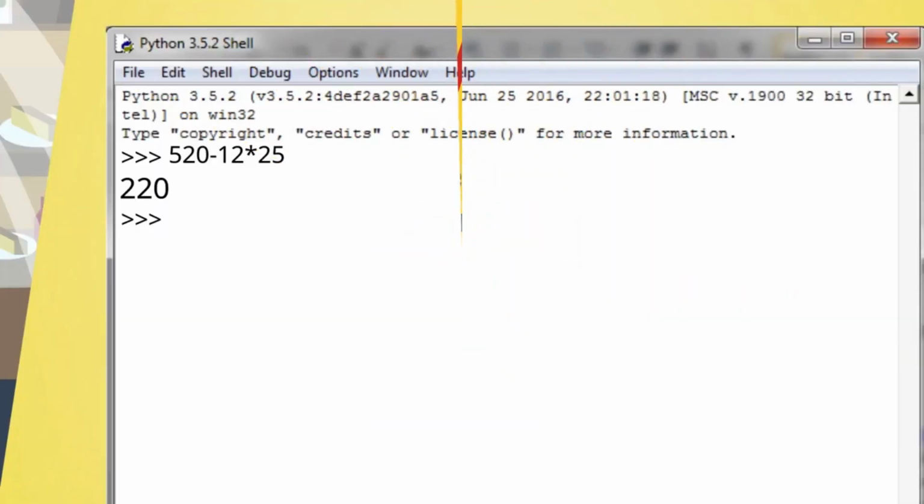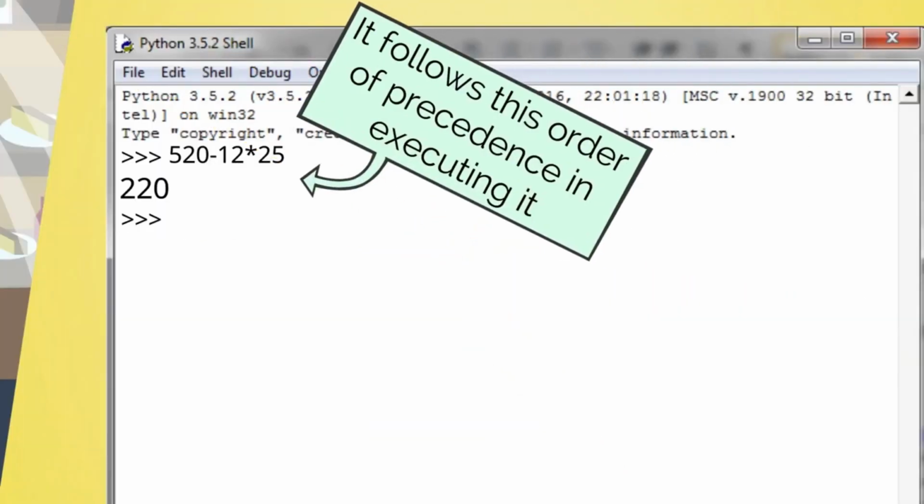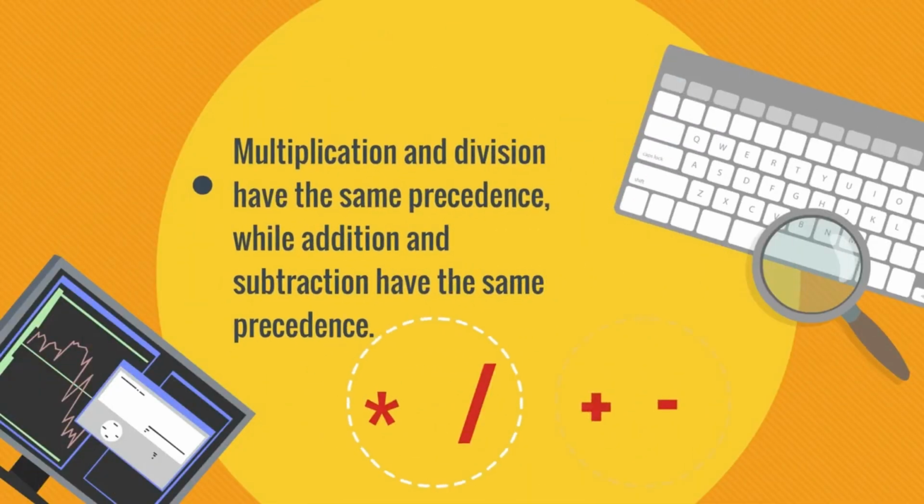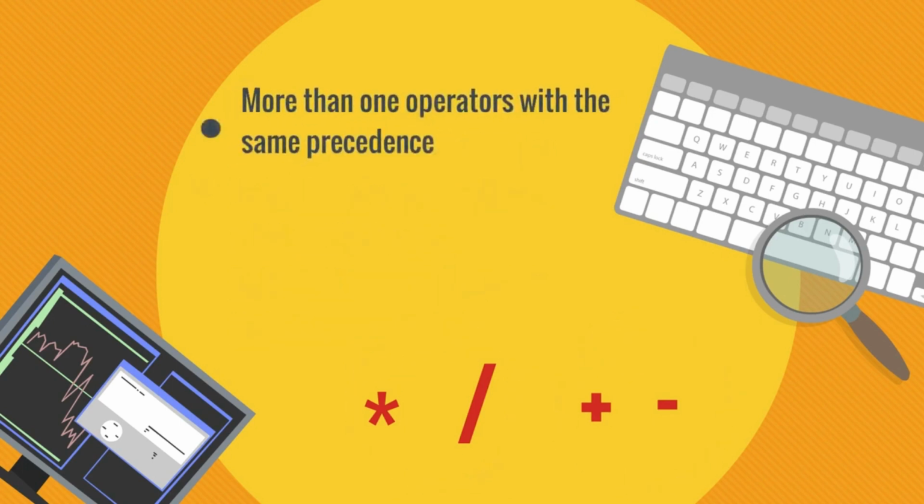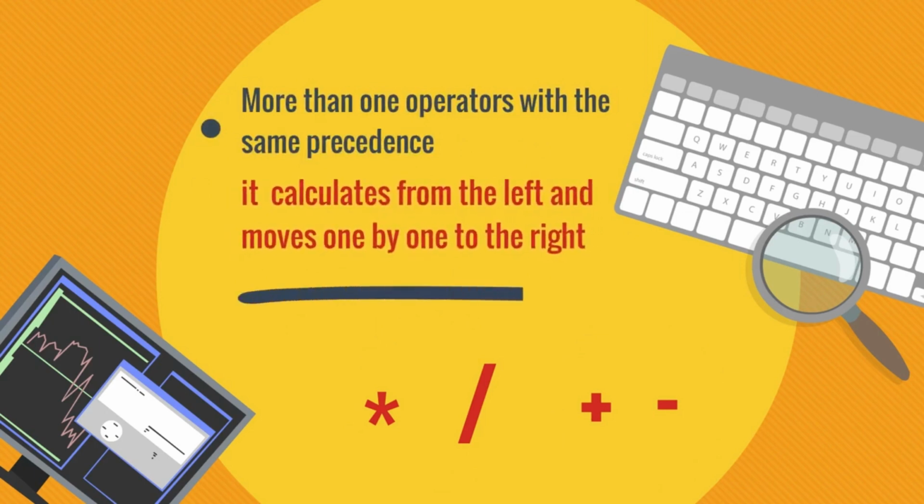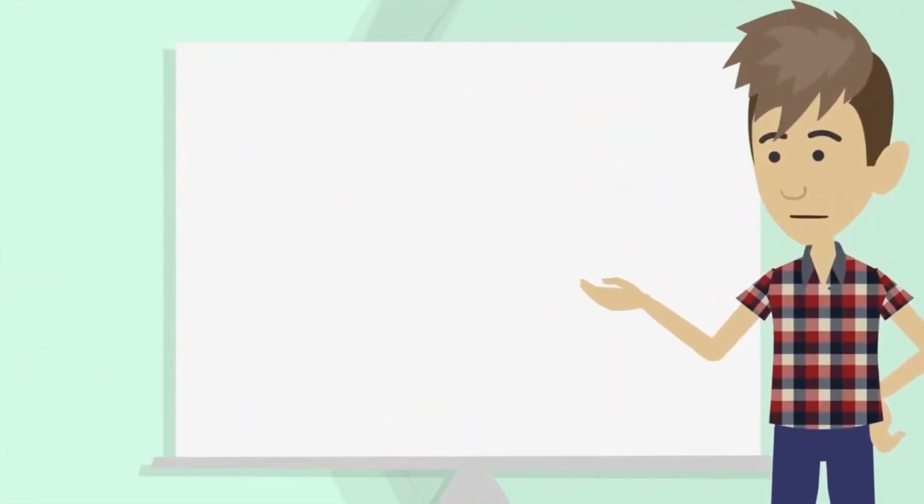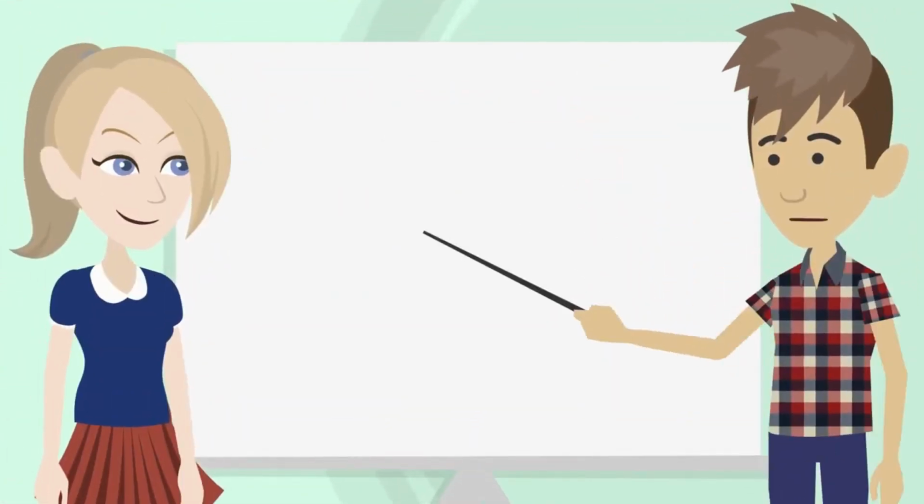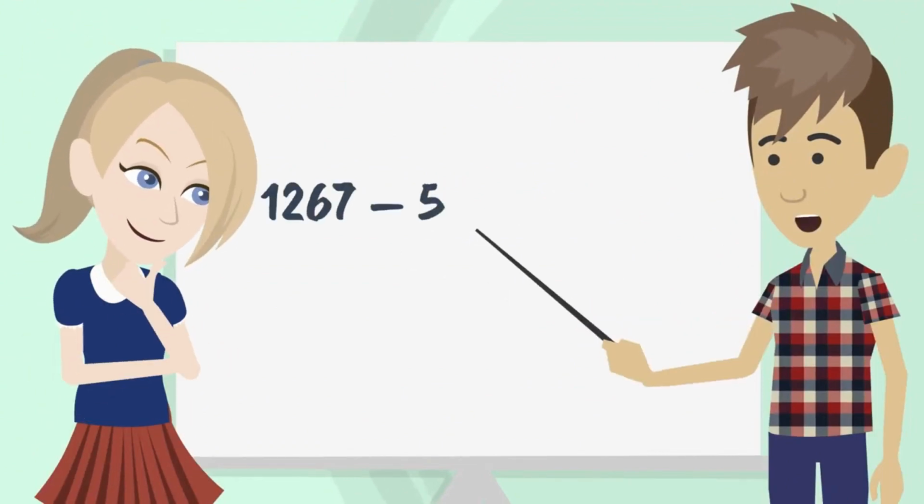So, if it sees a calculation with more than one type of operation, it follows this order of precedence in executing it. Also, multiplication and division have the same precedence, while addition and subtraction have the same precedence. So, in cases where Python sees more than one operator with the same precedence, it calculates from the left and moves one by one to the right. So then, tell me, Sophia, how will Python try to perform a calculation like this?